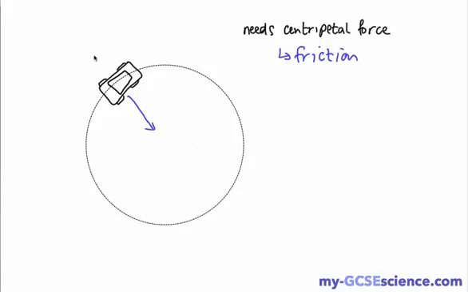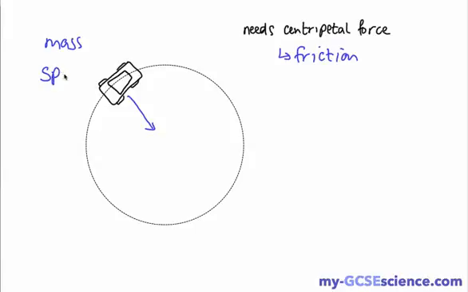Now the last thing I just want to quickly go through is what things will change the centripetal force needed to keep an object moving in a circular motion. Well, there's three things that you need to really focus on. The first one is the mass. So if we had a car with a bigger mass, then that means we would have to have more centripetal force in order to keep it moving in that circle. This force towards the center would have to be greater.